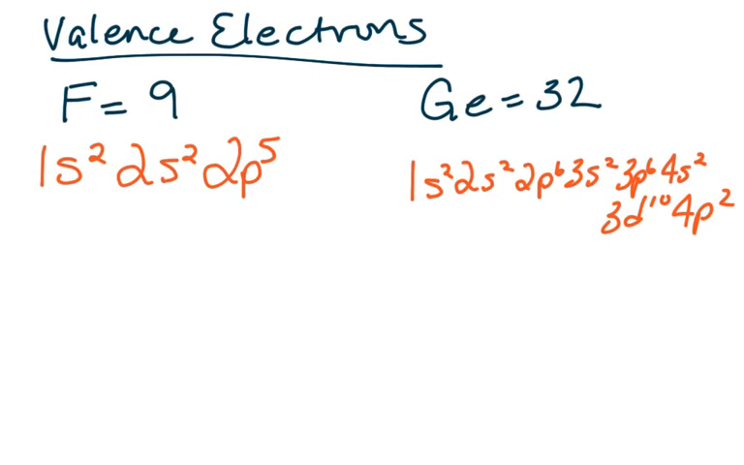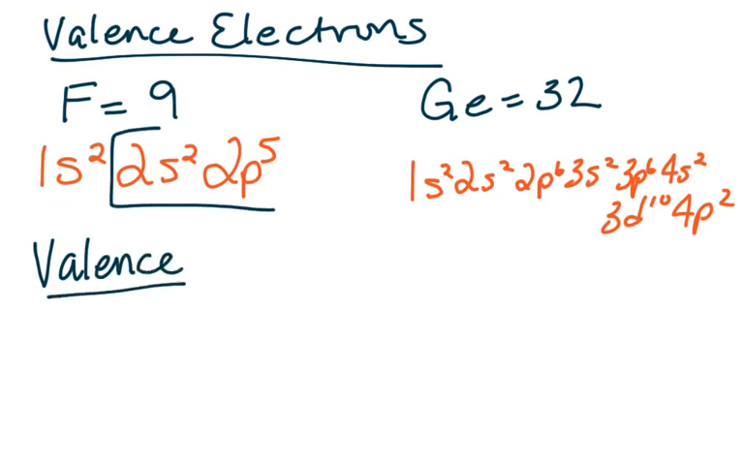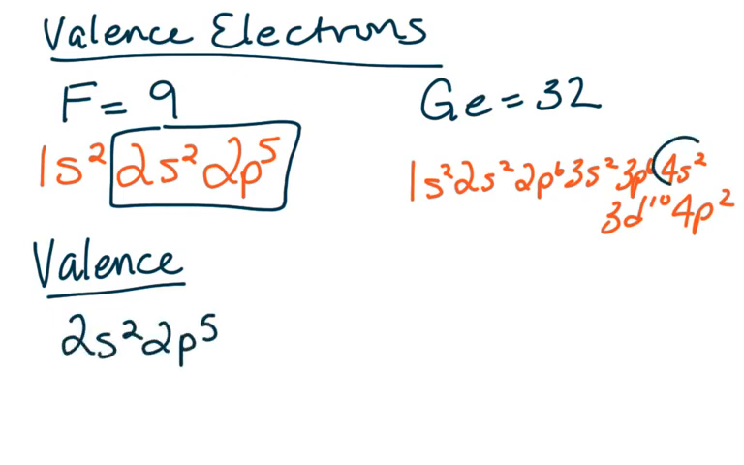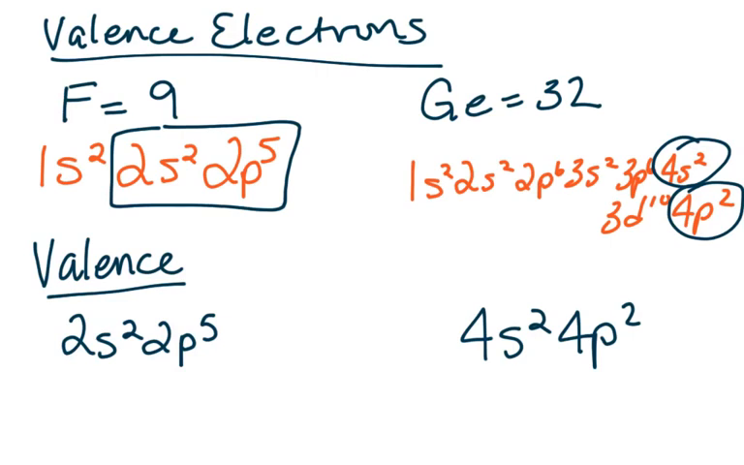Now, when you're doing valence electrons, you just choose the electrons of the highest energy level, so the highest coefficient. So we have our regular electron configurations written out, and we want to put the valence. You just pick the highest energy levels or the highest coefficients. So valence for fluorine is 2s2, 2p5. And valence for Ge is going to be 4s2, 4p2. And that's how you do valence electrons.